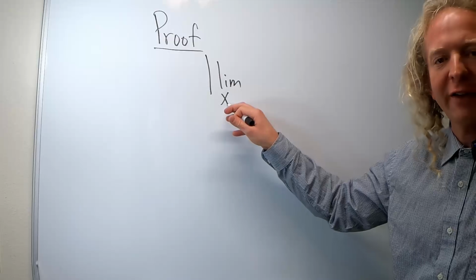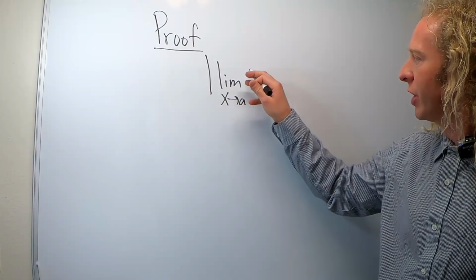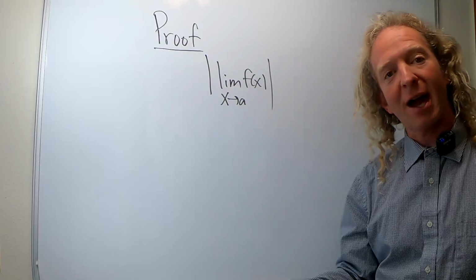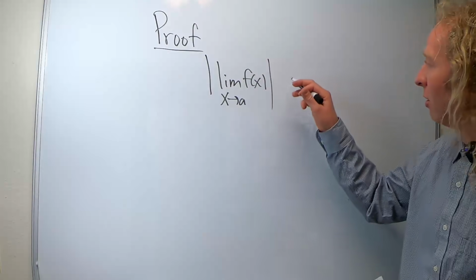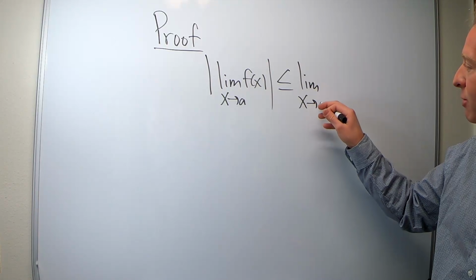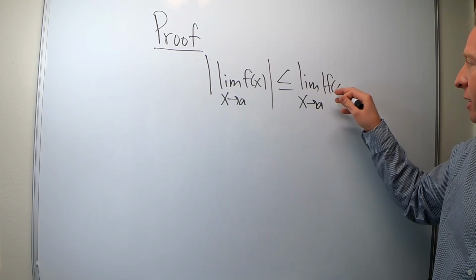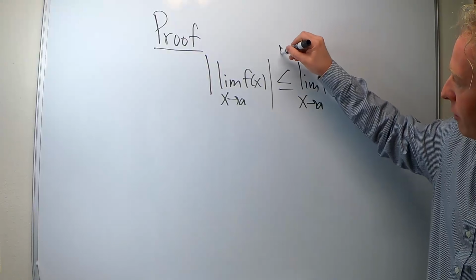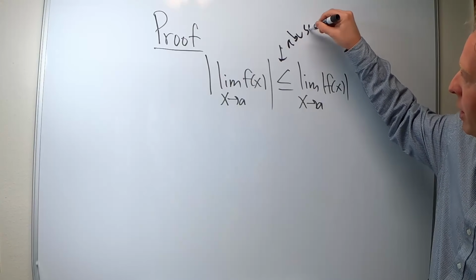So we know that the limit as x approaches a of f of x, we know that limit exists, and we want to take the absolute value of that limit. Well, I'm being abusive here, but what we can do is just put the absolute value inside the limit and create this inequality. So a little bit abusive here, abusive notation.